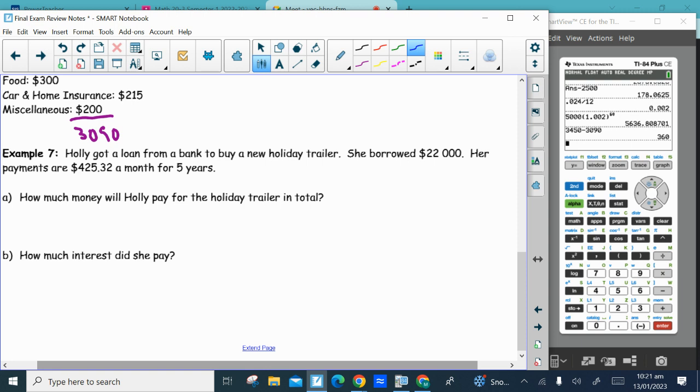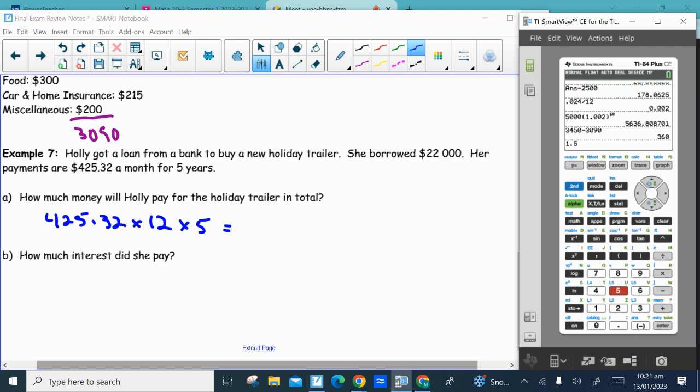Number 7 says Holly got a loan from a bank to buy a new holiday trailer. She borrowed $22,000 and her payments are $425.32 a month for 5 years. So you're given the monthly payments. You're told that she's making them for 5 years. So the amount that she will pay for her holiday trailer can be found by multiplying her monthly payment times 12 times a year, because it's monthly, there's 12 months in a year, times 5 years. If we multiply those three numbers together, this will give us how much she paid in total for her trailer.